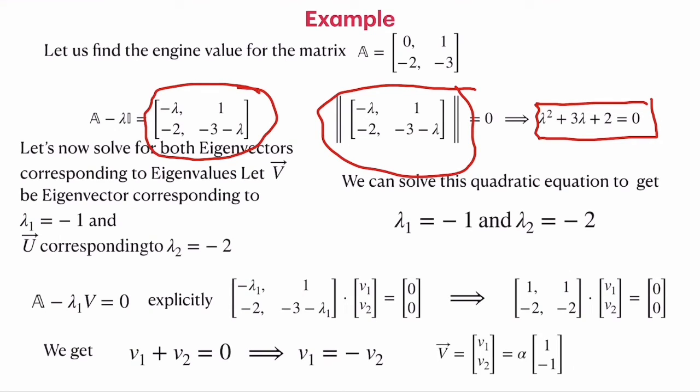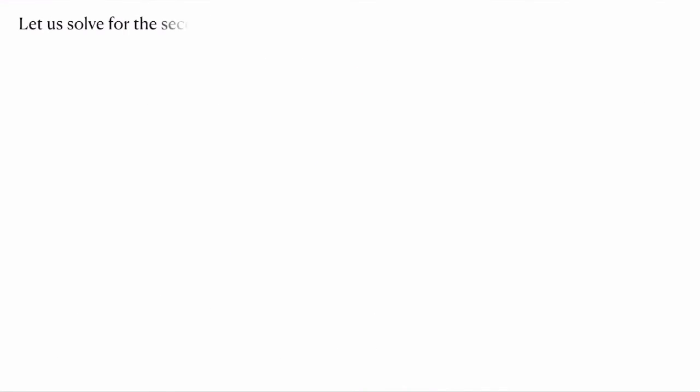So in general, the eigenvector V corresponding to eigenvalue lambda 1 can be written as alpha into 1, minus 1. Based on this solution of the characteristic equation, it is not possible to determine the value of alpha, and alpha remains an arbitrary number. Let's go ahead and solve for the second eigenvector, which is U, corresponding to the eigenvalue minus 2.